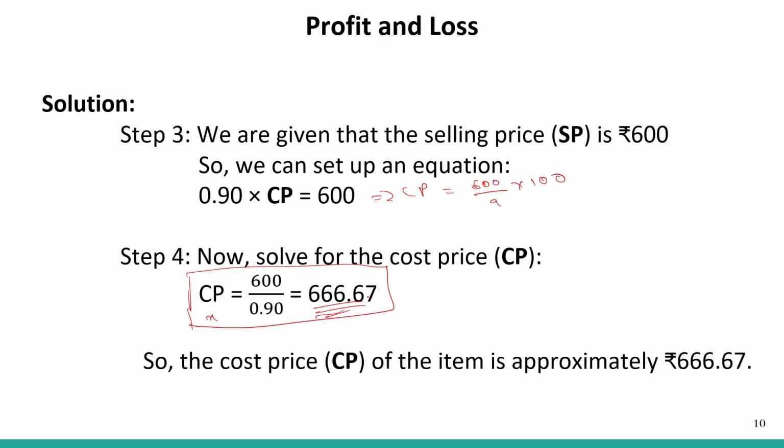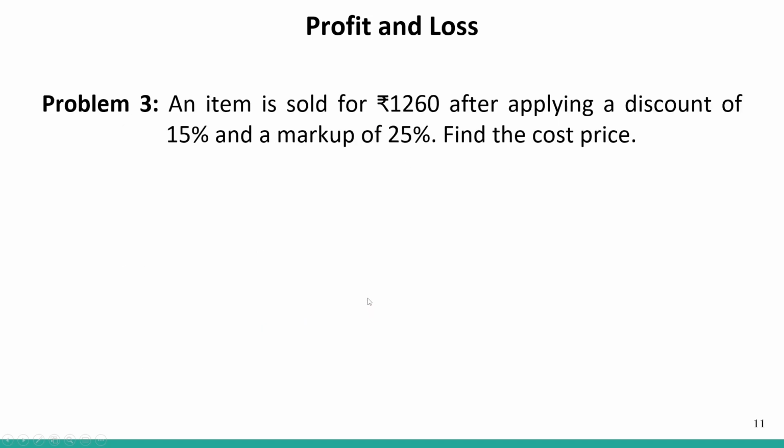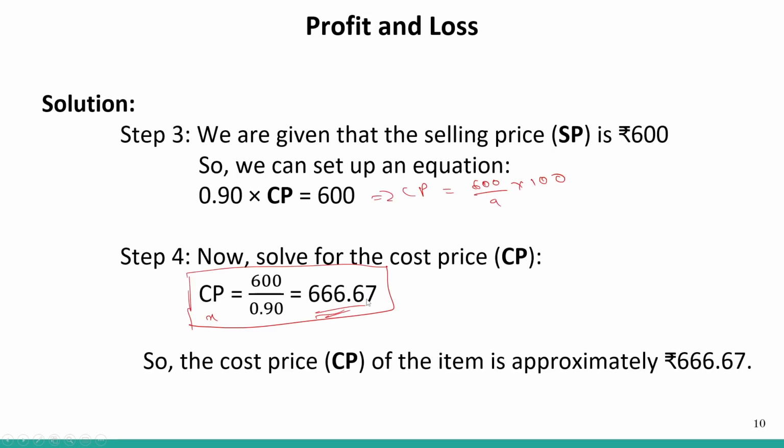That will be 666.67. Okay, so I guess there is a mistake down here. So it will be actually 0.67. Okay, so here we will be having the decimal point here, not here. So this is the wrong answer. It will be 666.7 rupees. Okay, this much amount.